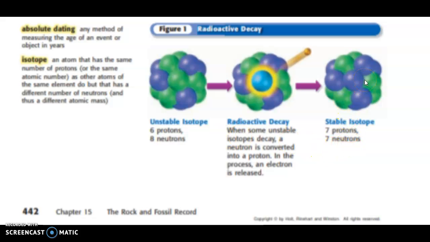And because radioactive decay occurs at a steady rate, scientists can use the relative amounts of stable and unstable isotopes present in an object to determine the object's age. So if they're studying an object which shows radioactive decay, we know that it's happening at a very stable rate. So this can be used to measure its age in terms of years. And that's what we're going to learn today.